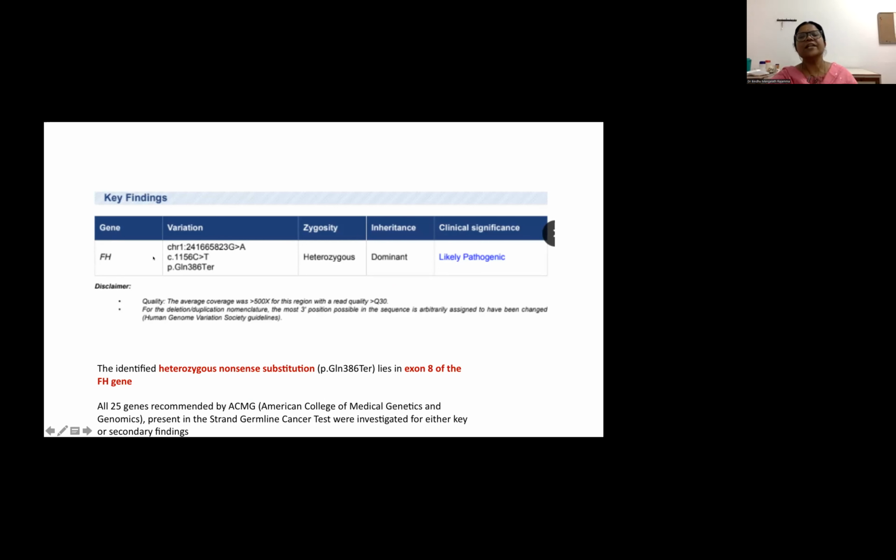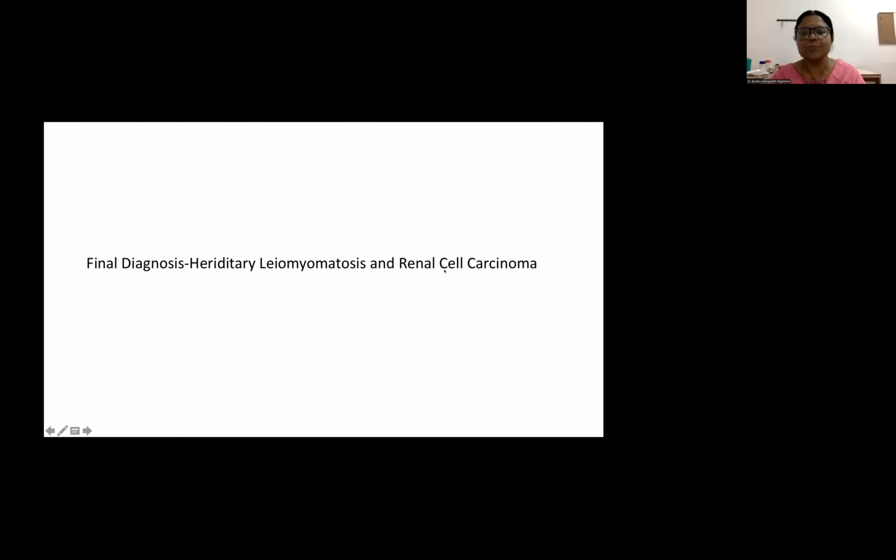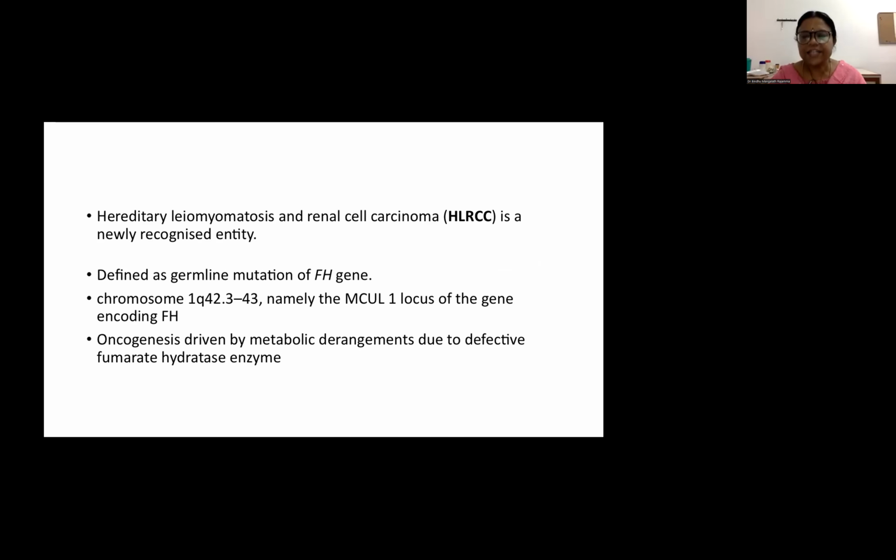There was a germline mutation seen in the FH gene. FH stands for fumarate hydratase, and they had pointed out that this particular change as likely pathogenic, thus bringing us to a diagnosis of FH mutant or fumarate hydratase mutant renal cell carcinoma, which is also known as hereditary leiomyomatosis and renal cell carcinoma. Again, a hereditary tumor. And this is a newly recognized entity in 2016 WHO, but there had been some changes after it was described in 2016.